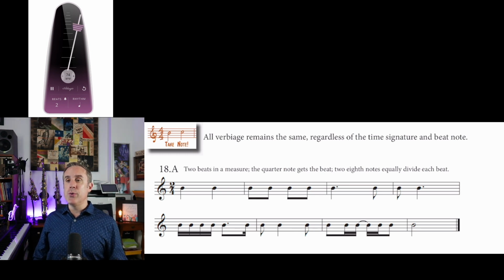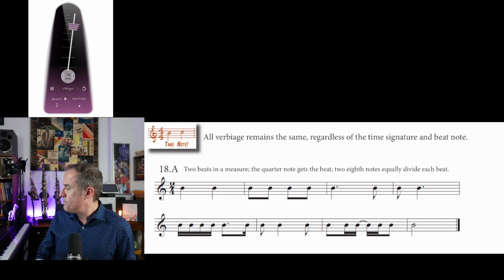1, 2, ready, and ta, ta, ti, ti, ti, ti, ta, ti, ti, ta, Tik-A, Tik-A, ti, a, ti, ta, ti, ti, Tik-A, a, ti, ta.